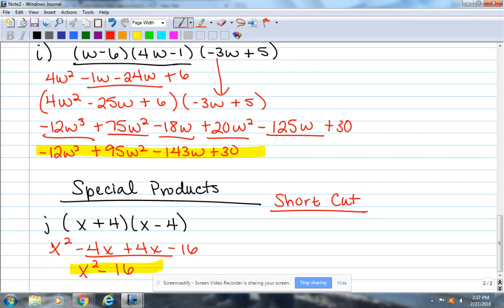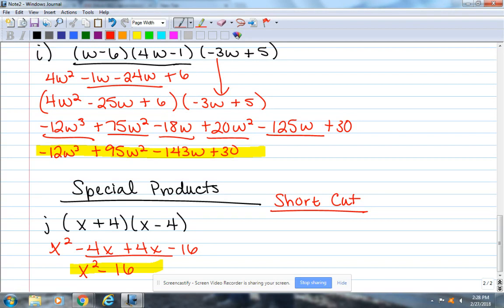And it's only a difference of squares if they have two binomials. Okay? A binomial and a binomial. Same first term, same last term, and opposite signs in the middle. If you have same first term, same last term, and opposite signs in the middle, it's a difference of squares. Okay? If it's a difference of squares, you can use this shortcut.